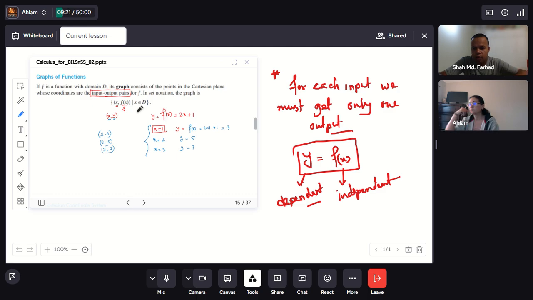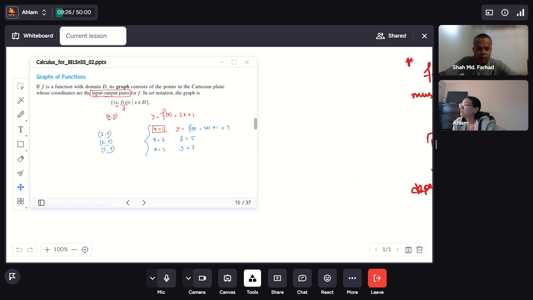So here we see a function. If we consider a function y equals f of x equals 2x plus 1, and if we put x equals 1, then we get y equals 3. If we put x equals 2, then we get y equals 5. And for x equals 3, we have y equals 7.